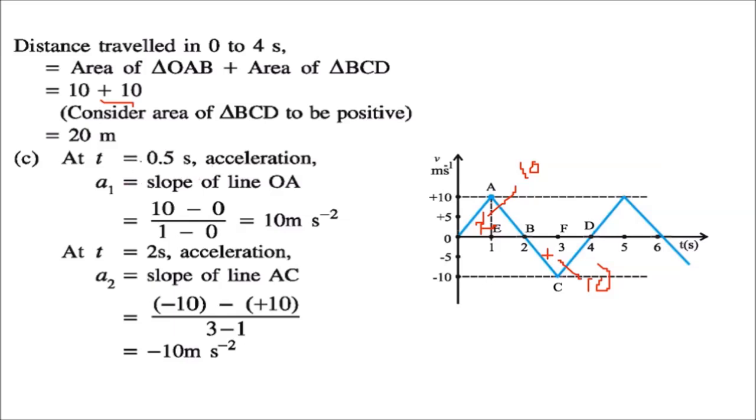Now we have to find the acceleration. So t is equal to 0.5 seconds, that is, we are talking about this point. What is the acceleration? Acceleration is the slope of this line OA, which is simply 10 minus 0 by 1 minus 0, that is 10 meter per second square. Then at 2, what is the slope of AC? It is minus 10 minus plus 10, this line I am talking about, so this minus this by 3 minus 1. So you get this as the acceleration. So this is A1, this is A2.